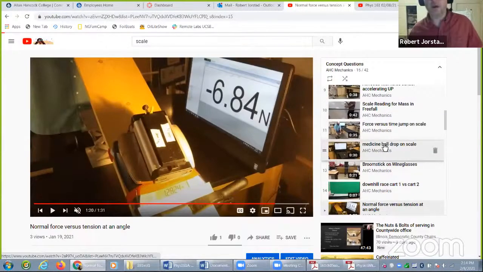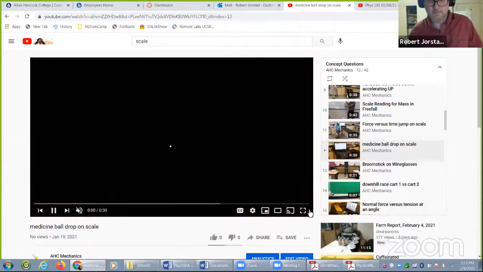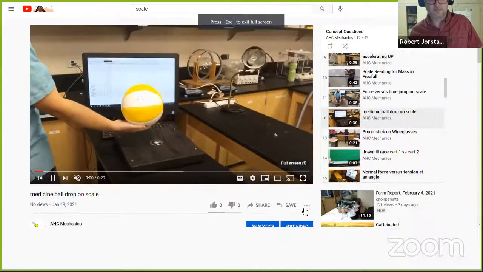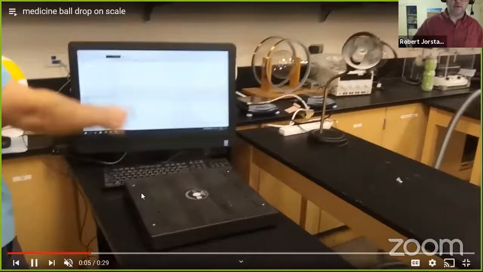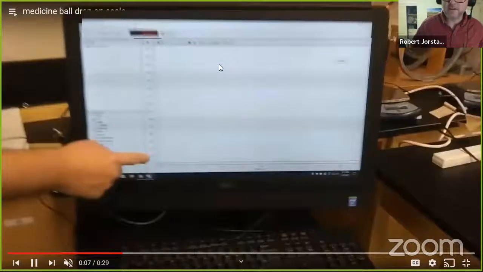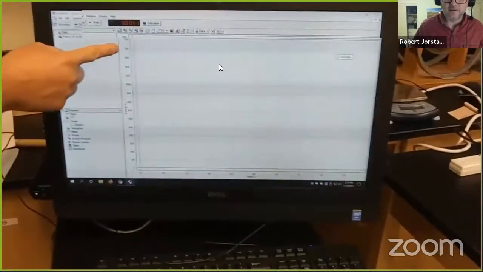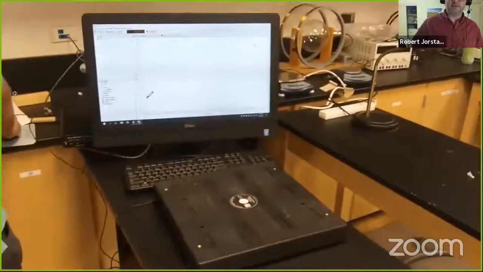Here is me dropping a medicine ball on a scale, and I just want to show you what a real life problem looks like. Let me get this full screen here. That's the scale that I'm pointing at, and on the plot here, the vertical axis is force. I'll show you the plot in just a second.